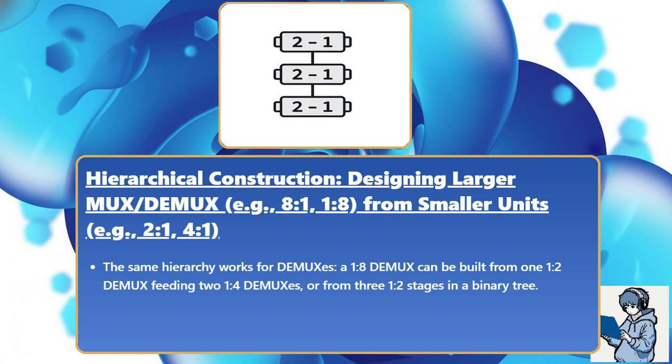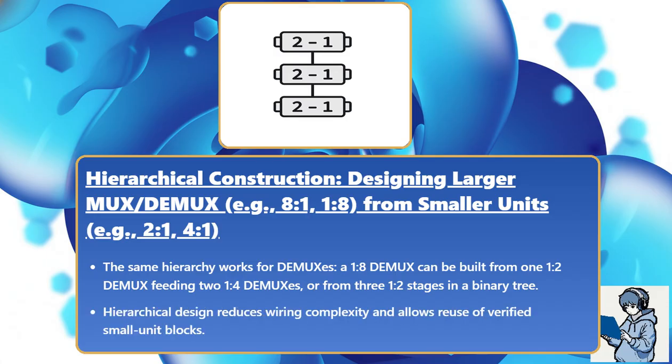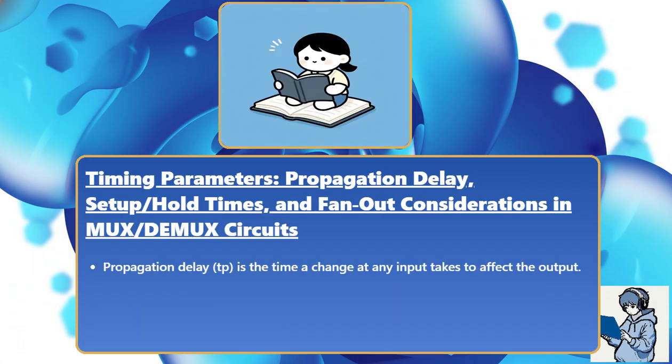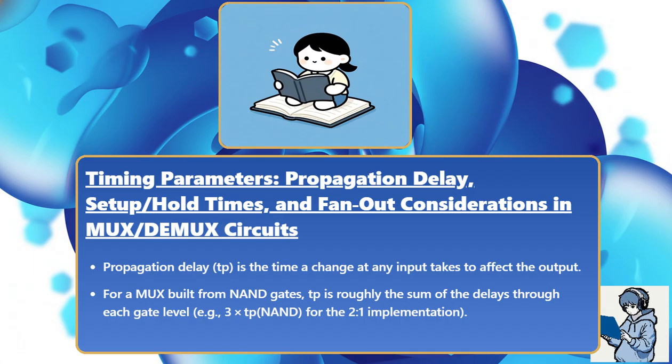A 1-to-8 DEMUX can be built from a 1-to-2 DEMUX feeding 2 1-to-4 DEMUXs, or from 3 stages of 1-to-2 in a binary tree. Hierarchical design reduces wiring complexity and allows reuse of verified small unit blocks. Propagation delay (tP) is the time a change at any input takes to affect the output. For a MUX built from NAND gates, tP is roughly the sum of the delays through each gate level.